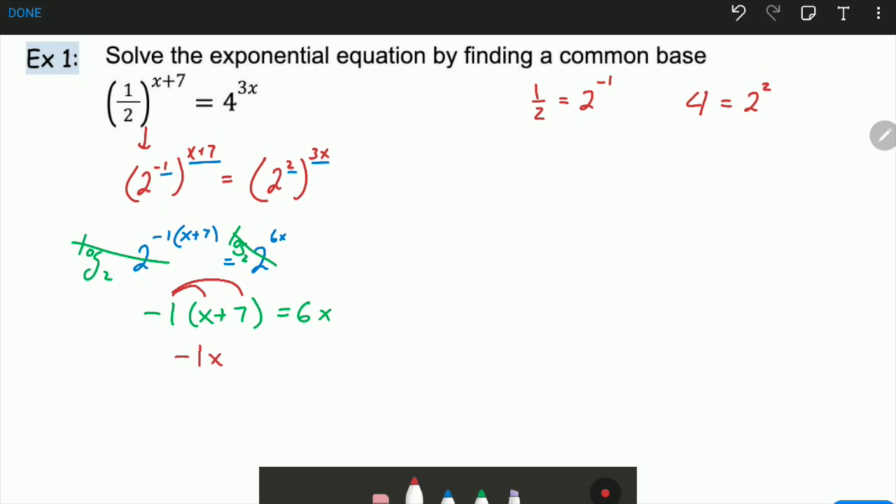So we have -1x minus 7 equals 6x. I'll add 1x to both sides. -7 equals 7x, and divide by 7. So x equals -1.